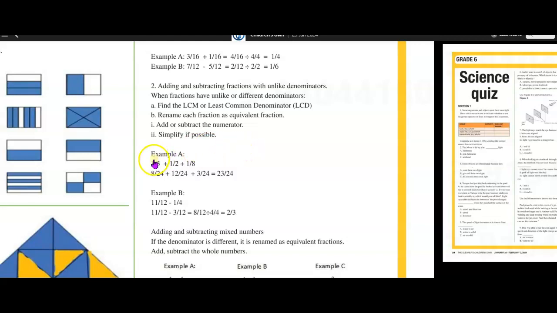Let's look at this example. We have 1/3 plus 1/2 plus 1/8. Now the LCM of 3, 2, and 8 would be 24. So the equivalent fraction for 1/3 would be 8/24. The equivalent fraction for 1/2 would be 12/24. The equivalent fraction for 1/8 would be 3/24. When we add all of those together, 8 and 12, we get 20, 20 and 3, 23/24.